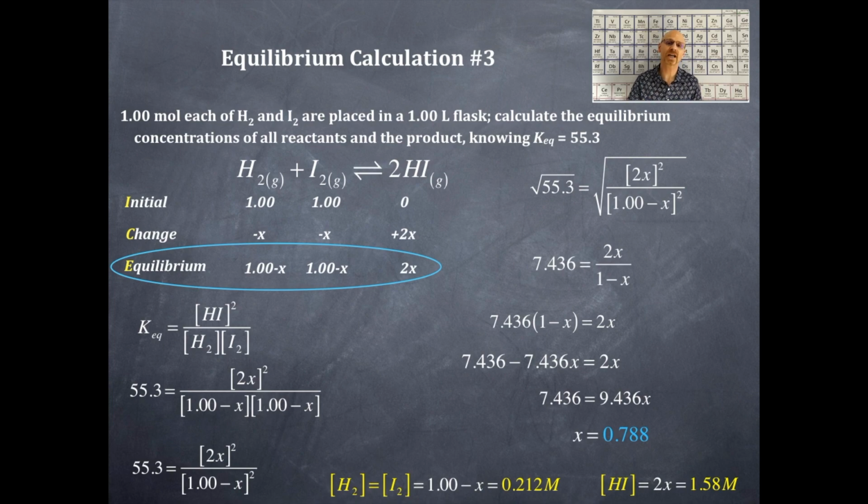That is actually the check in which you should be doing. You should be plugging in the hydrogen concentration, the iodine concentration at 0.212 molar, and the hydrogen iodide concentration at 1.58. Square that, divide it, and then get a value of the supposed Keq, because you have reached this equilibrium and it should be close to 55.3. If it's not, then you need to redo the problem because you have made some kind of math error.